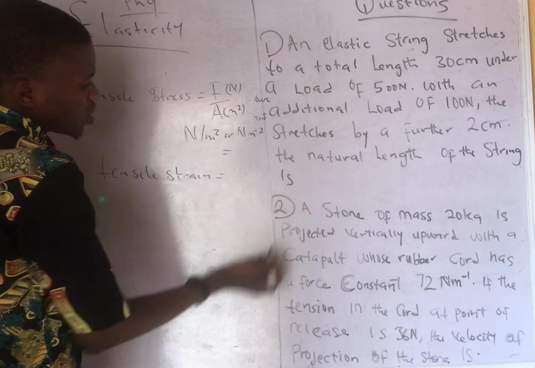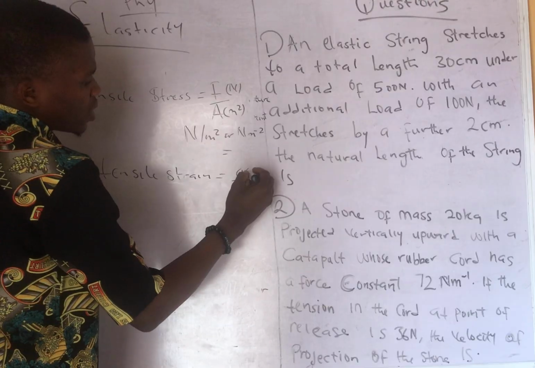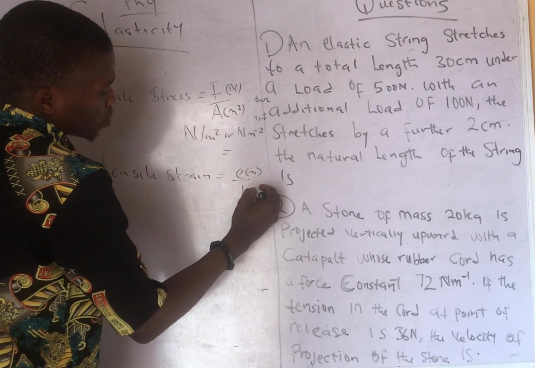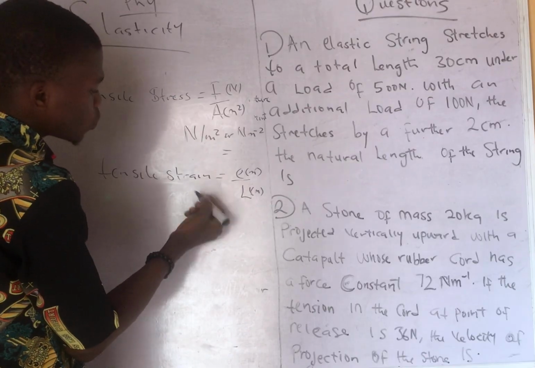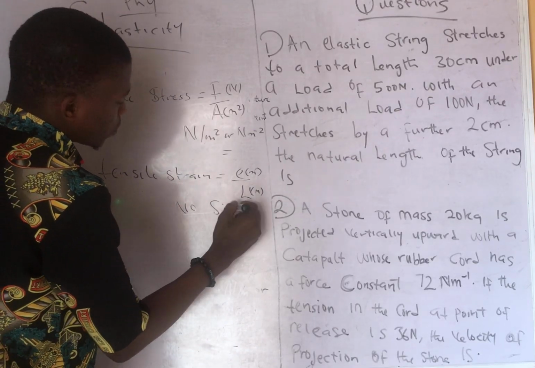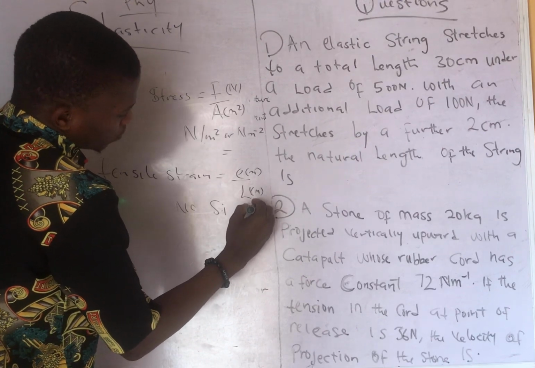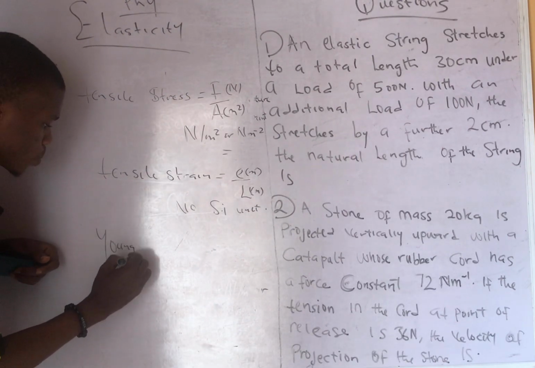Now the tensile strain is the ratio between extension and length. Since length is in meters and extension is also in meters, the meters cancel. So there is no SI unit for strain. Now we move on to the Young modulus.